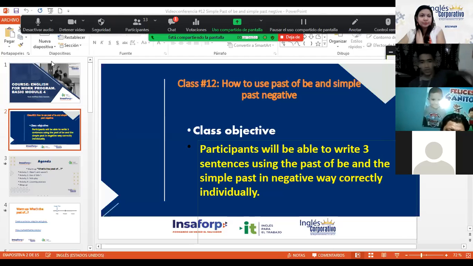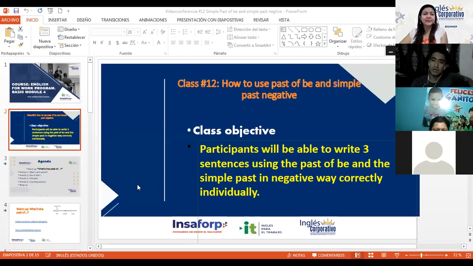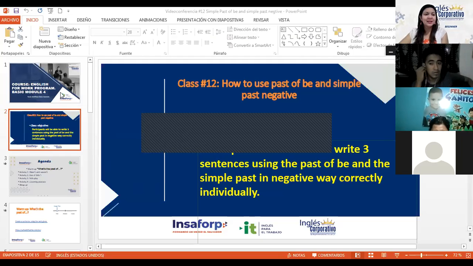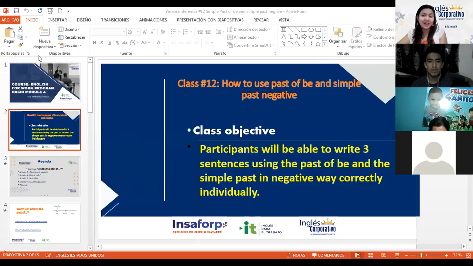Hello. Yes, teacher. I see. You can see the screen. Yes. Okay, so in class, thank you so much. Class number 12, how to use past be and simple past negative. Yesterday we were learning the past tense in affirmative form. But today we are going to study the negative form. And we have the following objective.